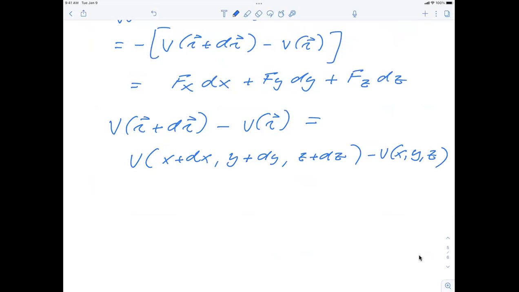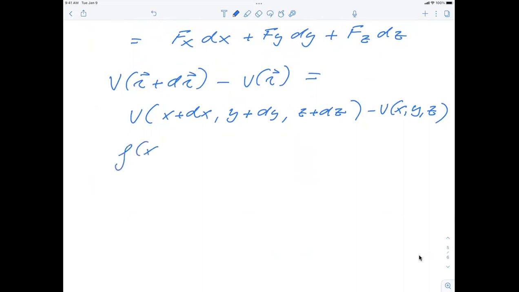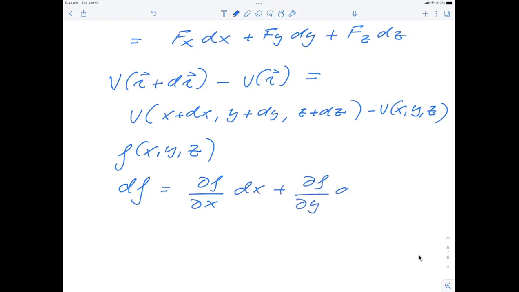The next thing I need to do is go back to some of the things you did in multivariable analysis. If we have a function f of x, y, and z, then we know that the line element df is given by the partial derivative of f with respect to x times dx, plus the partial derivative with respect to y times dy, plus the partial derivative with respect to z times dz here.